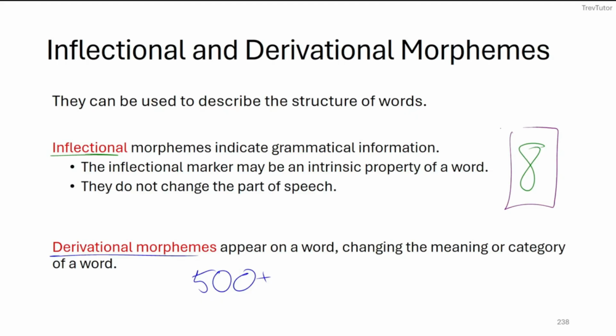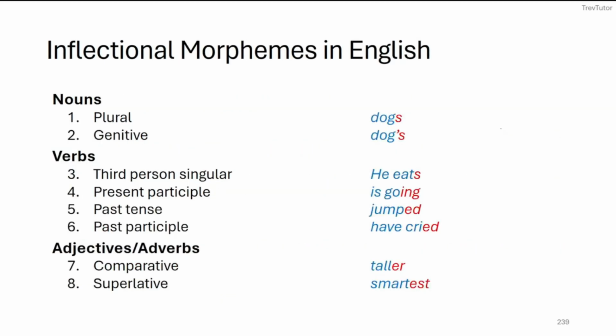In a later morphology course, you might think of this less as a binary choice of a morpheme being purely inflectional or purely derivational, and instead think of it on a continuum, but that's a little bit advanced for an intro course. So here are the 8 morphemes that are inflectional in English, and we'll go through each of these in turn. This is just a nice summary slide.